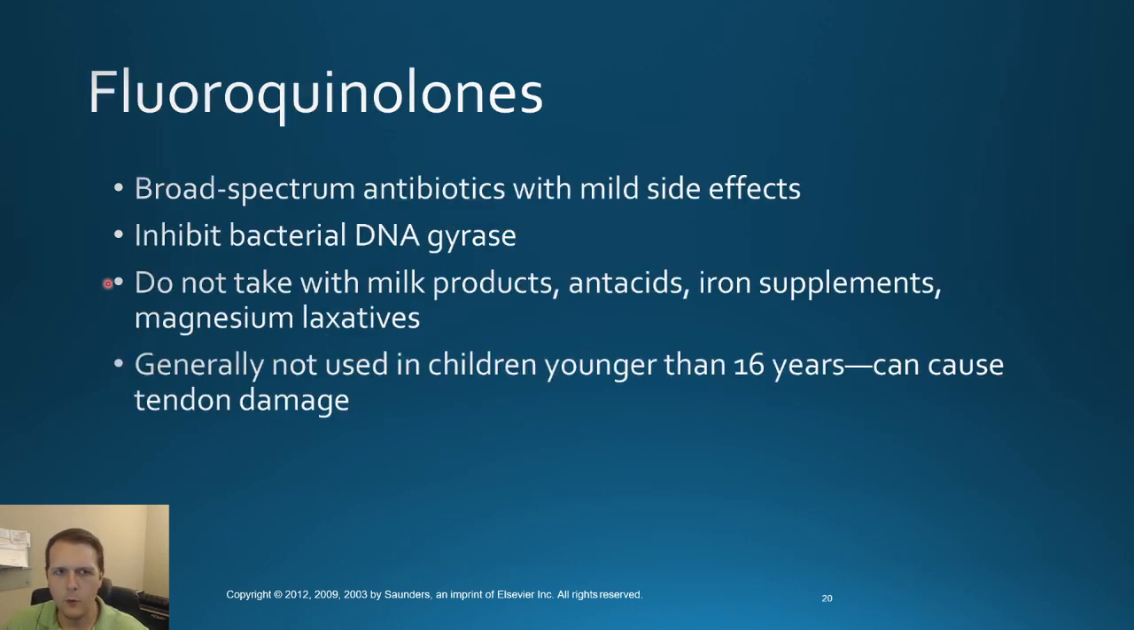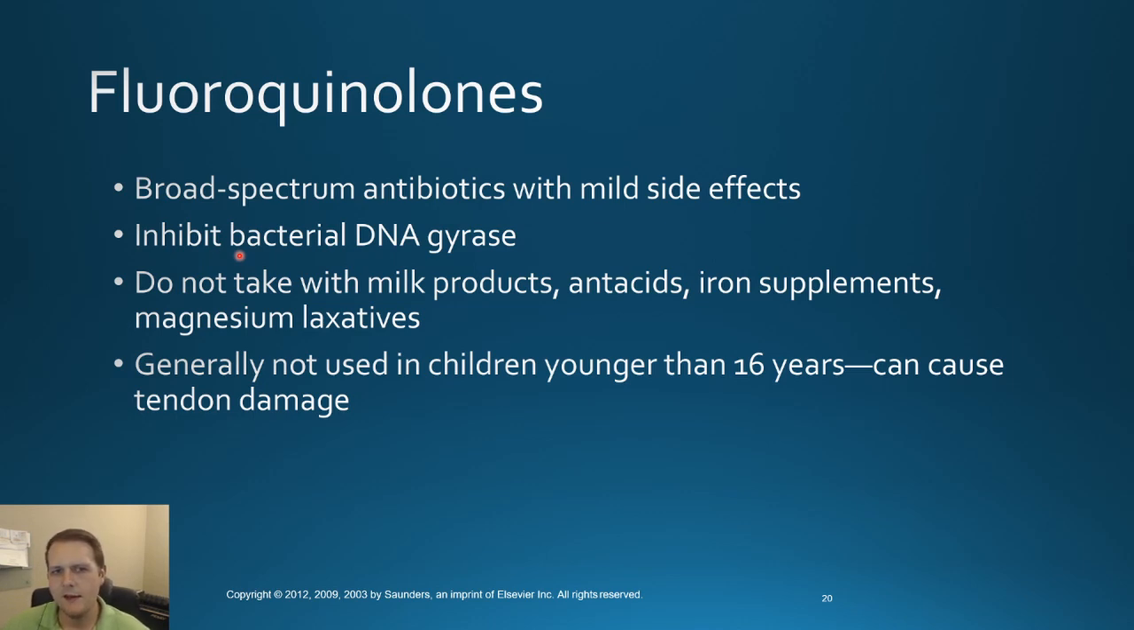Up next, we have our fluoroquinolones. These are another set of broad-spectrum antibiotics with pretty mild side effects for the most part. These actually work via a totally different mechanism than what we've seen already, whereas penicillins work on the cell wall and your macrolides work on protein synthesis. These actually work on something called DNA gyrase.